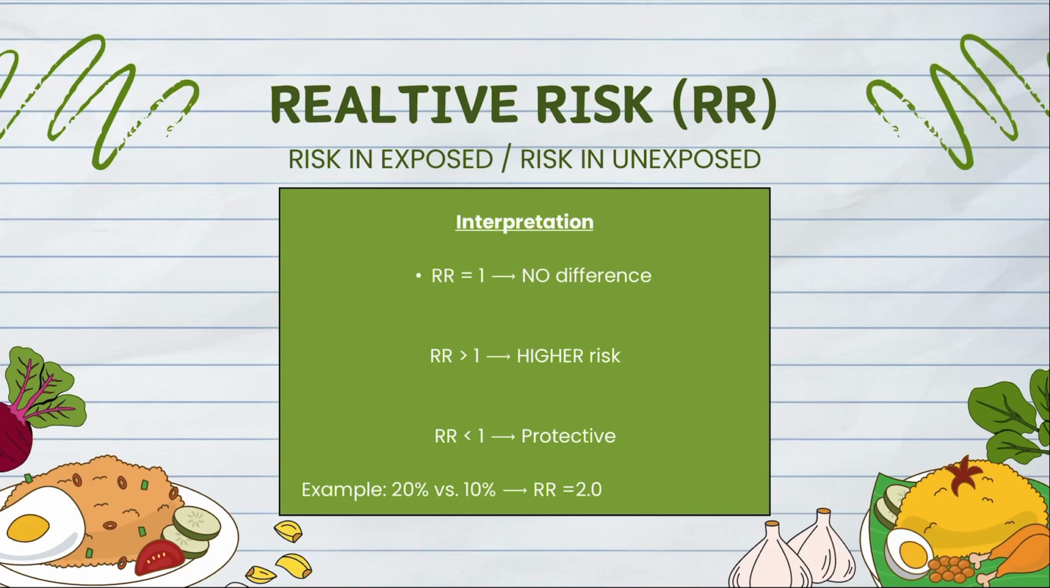A relative risk value greater than 1 indicates higher risk, and a relative risk value less than 1 indicates a protective effect of the treatment. For example, if 20% of active children develop obesity compared to 10% of non-active children, the relative risk is 2. This means the active children have twice the risk of developing obesity.